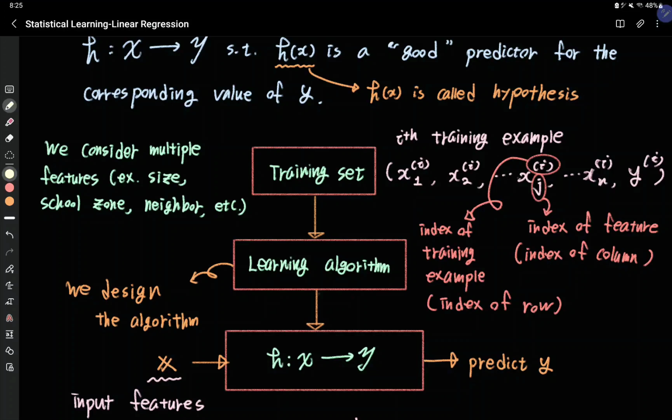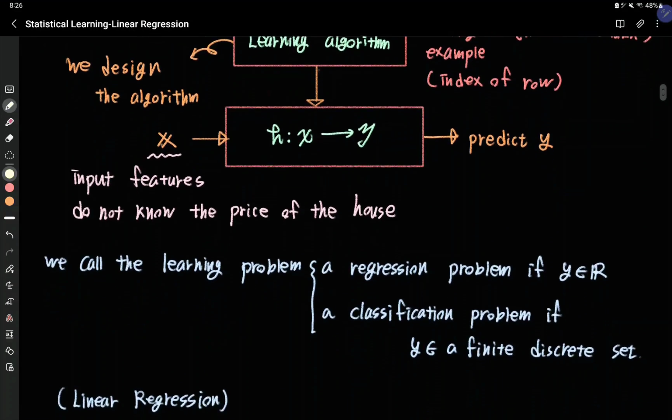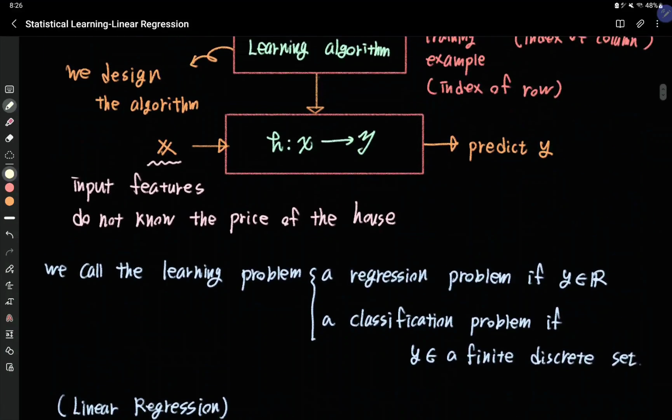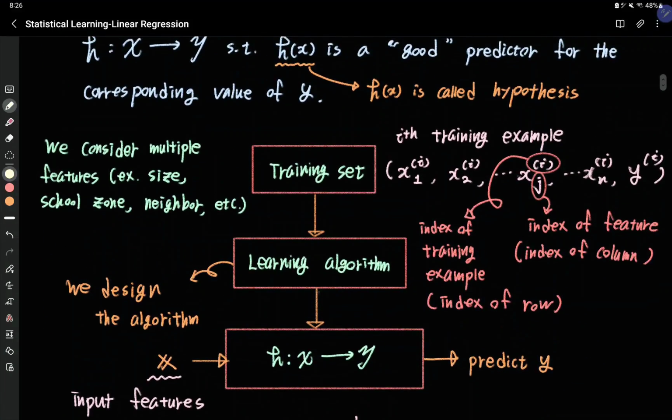Otherwise, you may get confused. So superscript tells you the index of the training example, and subscript represents the index of the feature. If you express all the training examples in a matrix, the subscript j represents the index of the column, and the superscript i represents the index of the row.